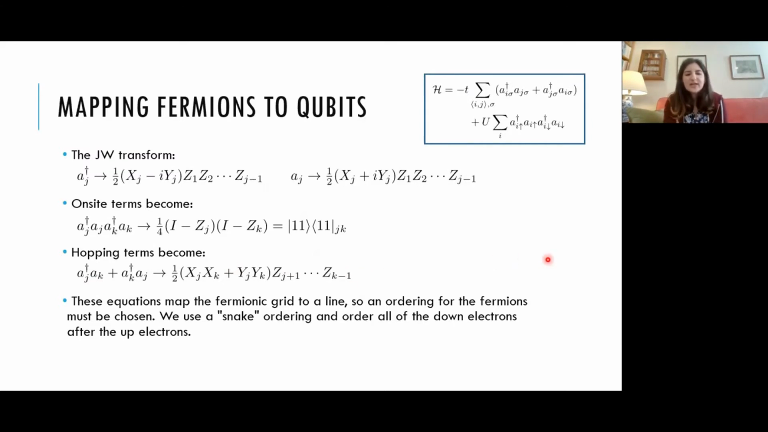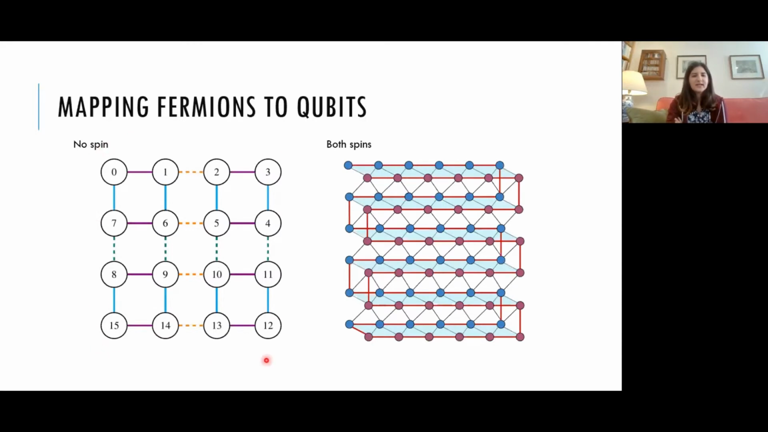So all these equations map the fermionic grid to a line. So we need to pick an ordering for the fermions. The ordering we use is a snake ordering. I'll show this in the next slide. And we order all of the down electrons after the up electrons. This one here shows the ordering. You can see it's kind of like a snake, which is why we call it snake ordering. This is actually a standard ordering when using the Jordan-Wigner transformation. And for both spins, this is what it could look like on something like the Google Sycamore architecture. We've labeled all the ups blue and all the downs red.